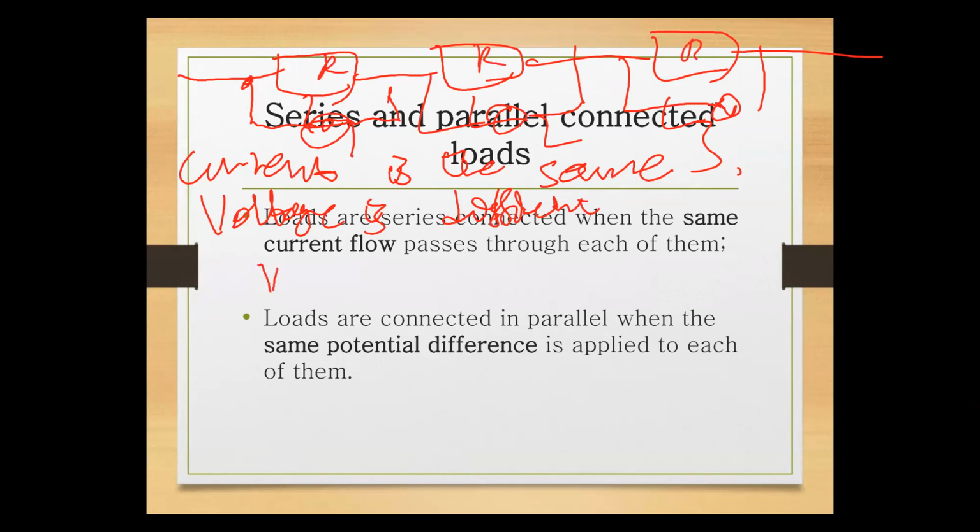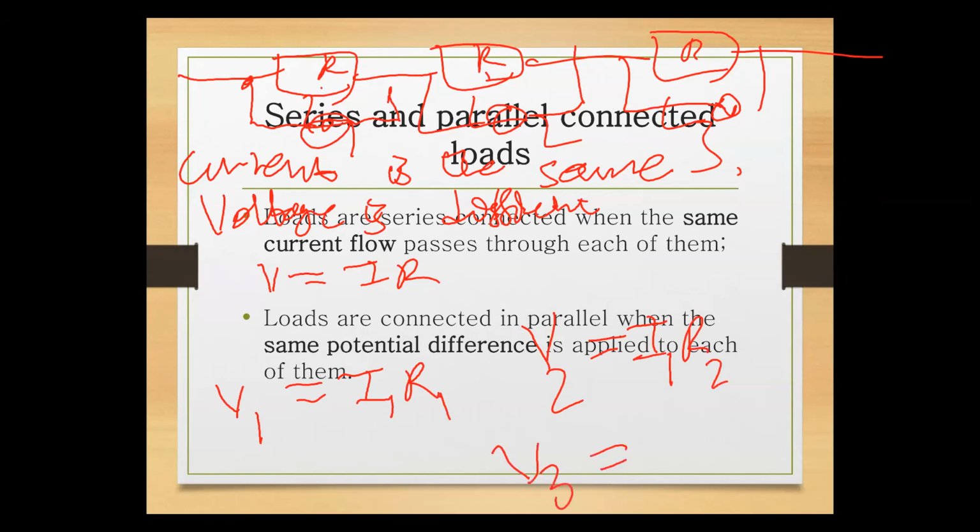Remember, we said V is equal to IR. So for the first one, V1 is equal to the same I, which is I1, times R1. And then the other one, which is V2, we're going to have the same current I, but R2 here. Then the third one there, we're going to have V3, which is I1 still, but R3. So you see, the voltage will be different because it depends on the resistance of these loads. But current on a series connection is always the same.